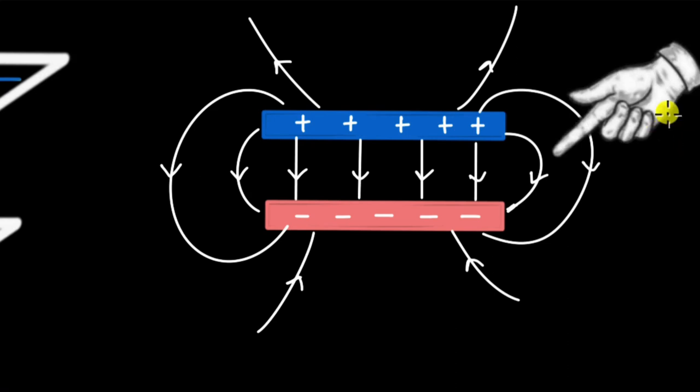Let's say we bring a conductive material like a finger close to one of these capacitors. Why don't you pause the video at this point and think about it: will the presence of a conductive material like a finger affect the electric field in any way, or will there be no effect? Pause the video and think about it.